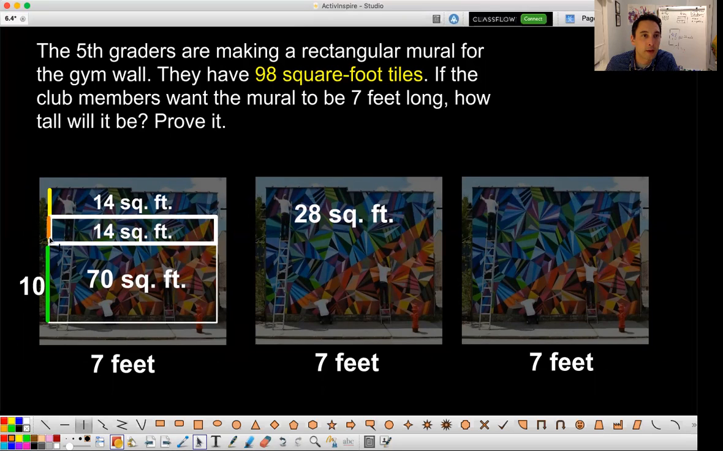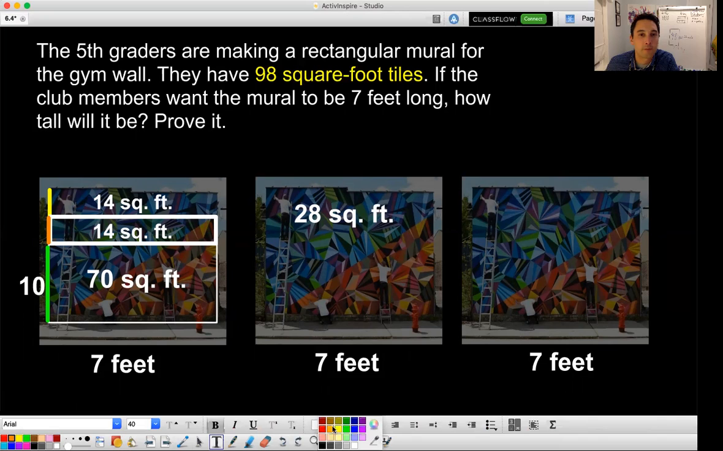So I had it in yellow before, but now I'm going to use orange because this is still 7 feet this way. 7 times what would give me 14 square feet? So this would be 2 to get this. And because I did that once, I can do it again to get this last little bit in yellow.